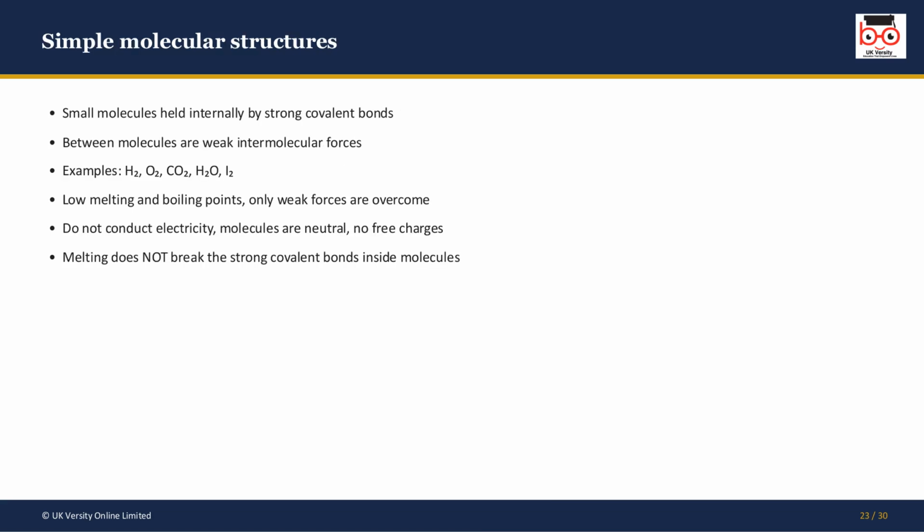Contrast that with simple molecular structures. Here you have small molecules, held together internally by strong covalent bonds, but between the molecules there are only weak intermolecular forces. Think of hydrogen, oxygen, carbon dioxide, water, and iodine. These substances have low melting and boiling points because only those weak forces need to be overcome. They don't conduct electricity, as the molecules are neutral with no free charges. And crucially, melting them does not break the strong covalent bonds inside the molecules.